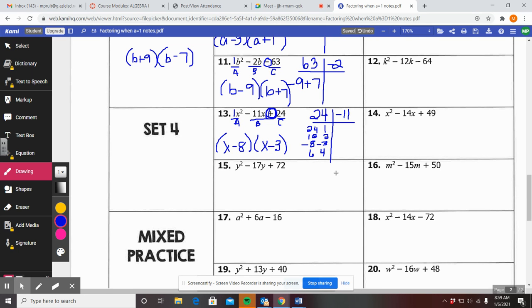Is this fairly easy? I mean, are y'all doing okay? Okay. Okay.